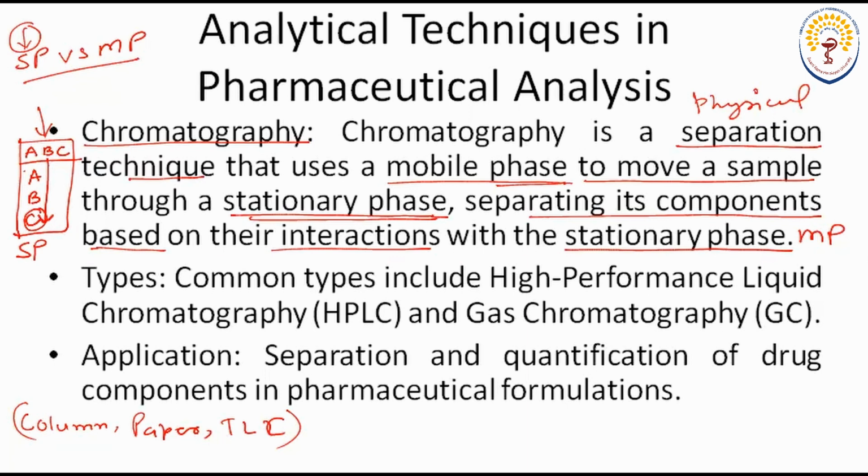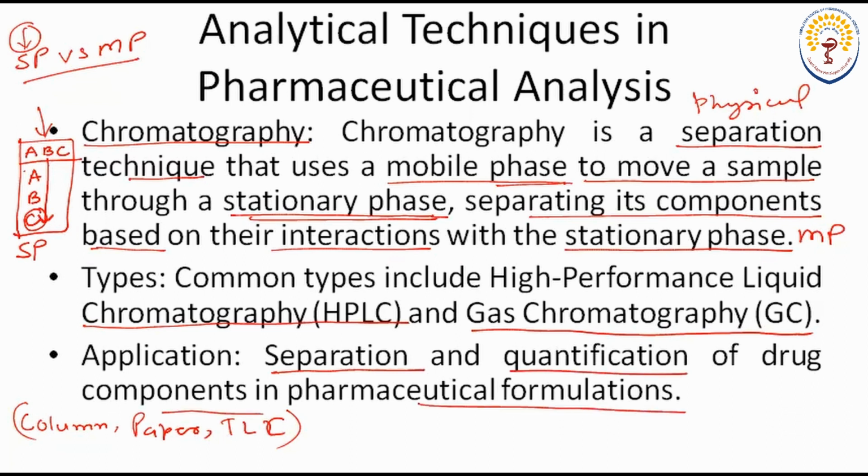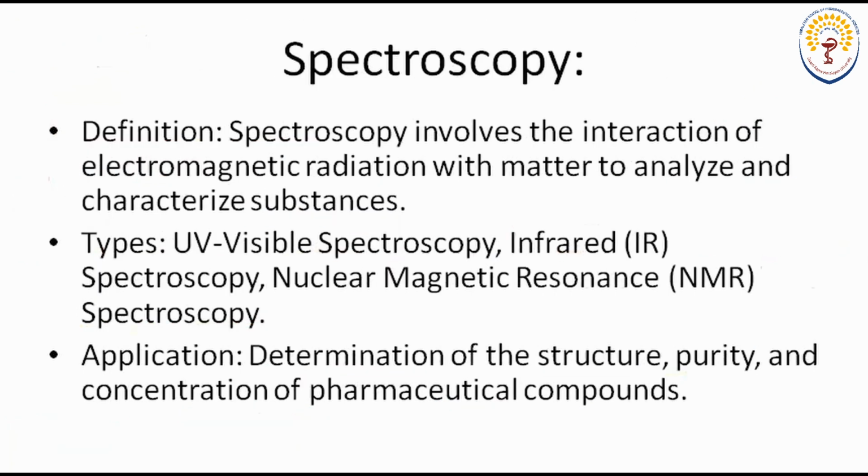Now currently in the industries, where we want faster and more sensitive results, we are using sophisticated instruments for chromatography like the HPLC instrument, high performance liquid chromatography, and the gas chromatography instrument. The application is, obviously, that we want to separate and quantify the drug components in pharmaceutical formulations. That is why we are using chromatography.